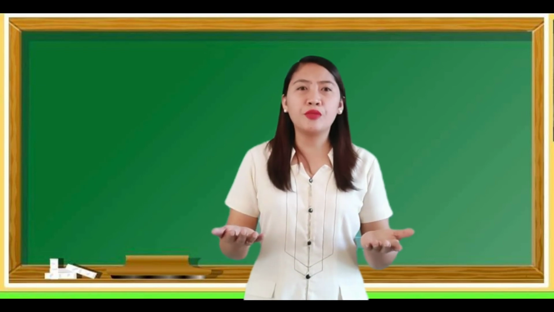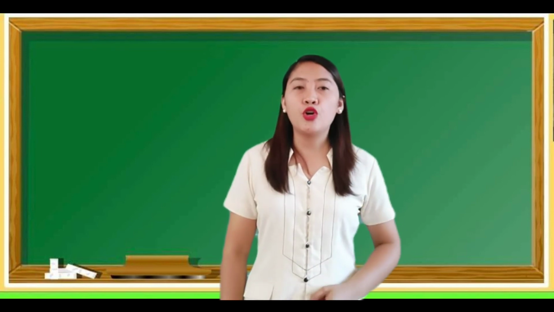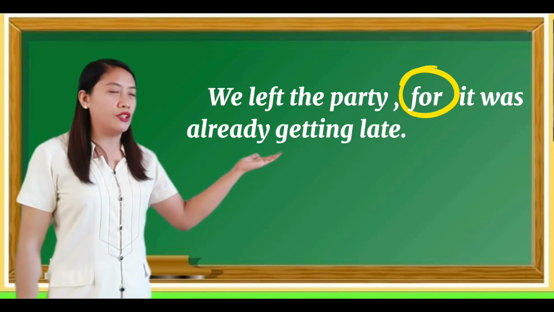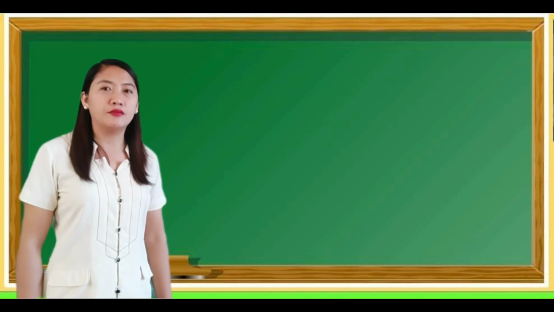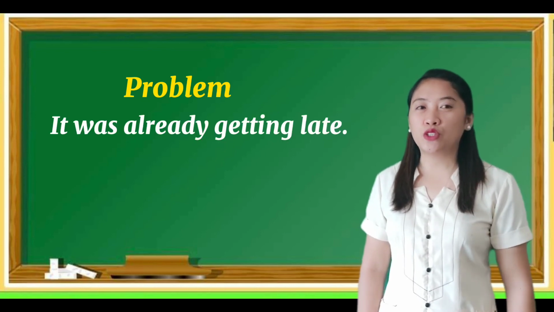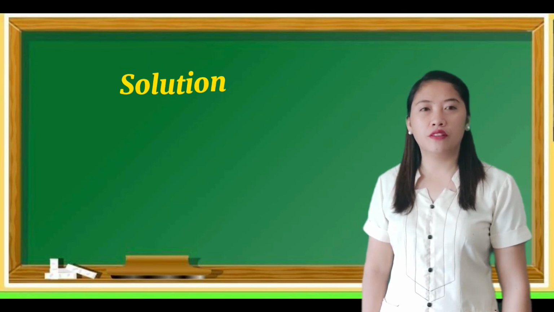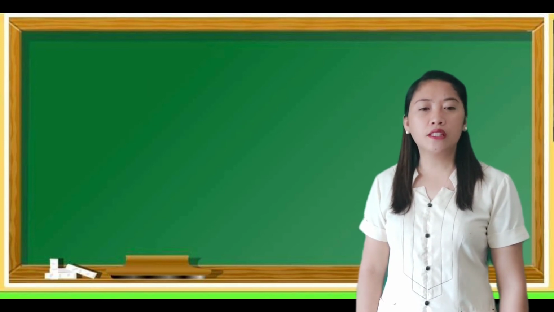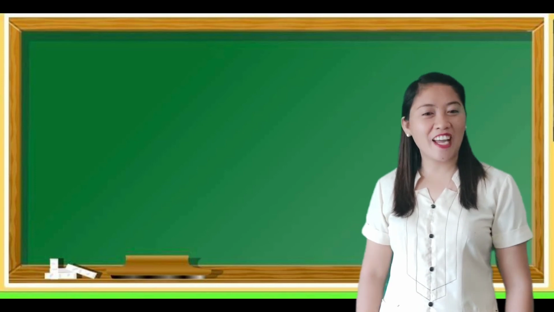How do we join simple sentences together? To join simple sentences together, we use conjunctions for and so. Example, we left the party, for it was already getting late. What is the problem? Correct, it was already getting late. And what is the possible solution? Good job, we left the party. And what is the conjunction used to join the sentences together? Great, for.